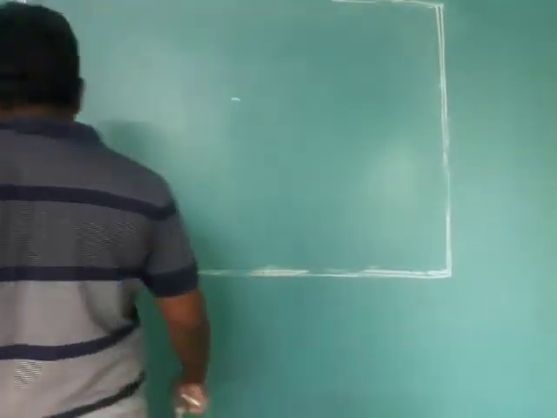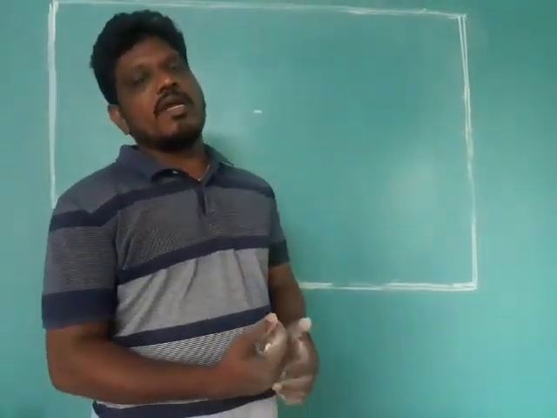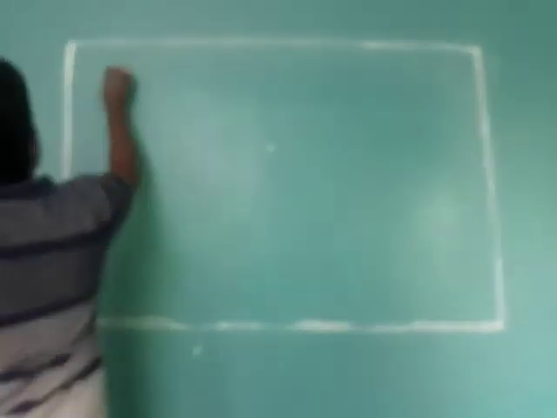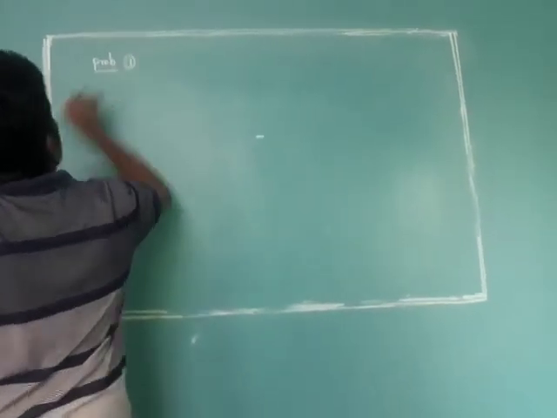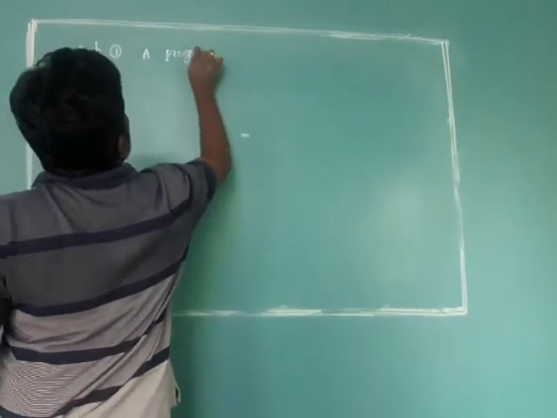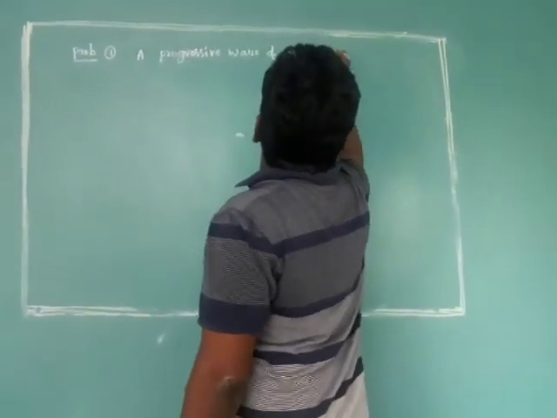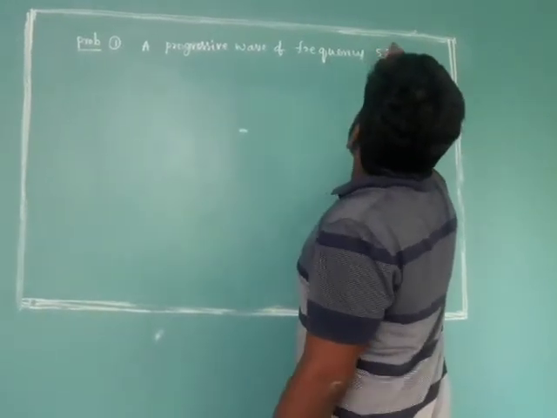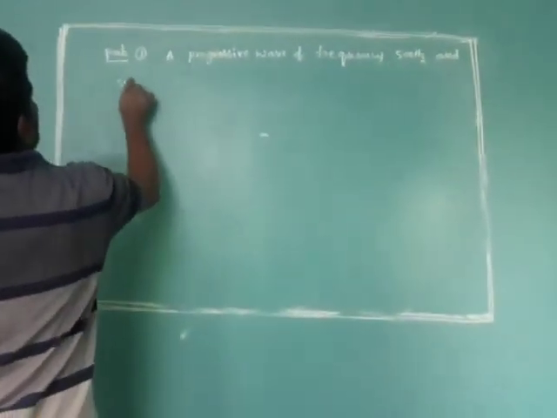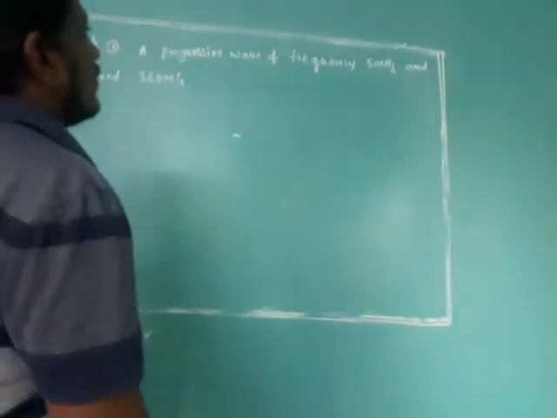Okay, next we will do some problems based on progressive wave equations and how to calculate different characteristics of the progressive wave. Okay, first problem number 1. A progressive wave of frequency 500 Hz and speed 360 meter per second is propagating.